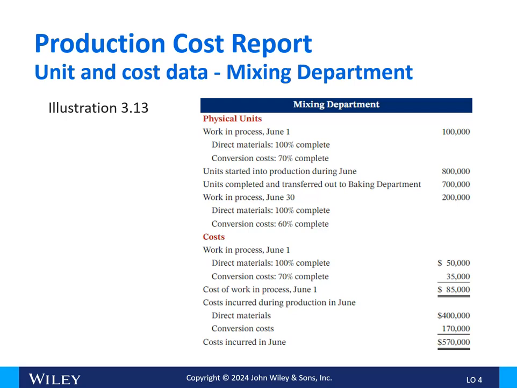On the cost side, we had $50,000 from direct materials in beginning work in process, 35,000 of conversion costs, so $85,000 in work in process at the beginning of June. Then we had direct materials of 400,000, conversion costs of 170,000 incurred during production in June, so 570,000 costs incurred in June.